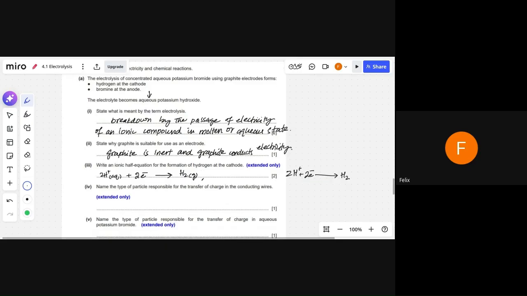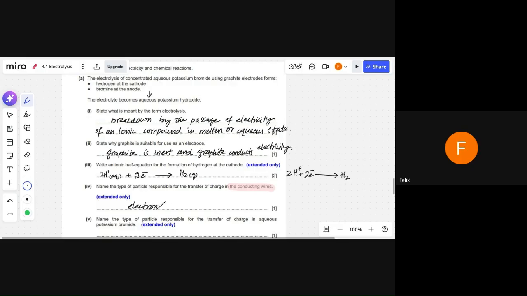Now, name the type of particle responsible for the transfer of charge in the conducting wires. This is very important that you should focus on, because sometimes students write ions here, which will be incorrect, because ions conduct electricity in the solution, not in the wires. In the wires, the electrons pass through the wires and conduct electricity, not ions, right? Ions will remain in the electrolyte.